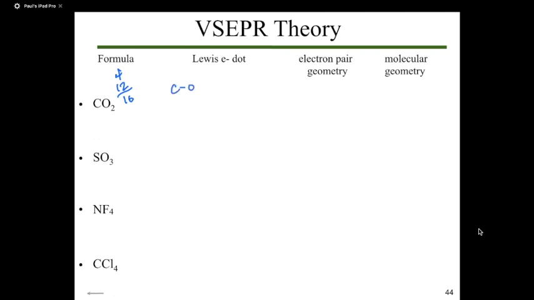Make 1 bond to each of the elements on the outside. How many electrons did I use at that step? 4. I have 12 left. Next step. Fulfill octet for oxygens. How many does each oxygen need? They need how many more? 6. 1, 2, 3, 4, 5, 6. I just used 12 electrons, and I have 0 left.